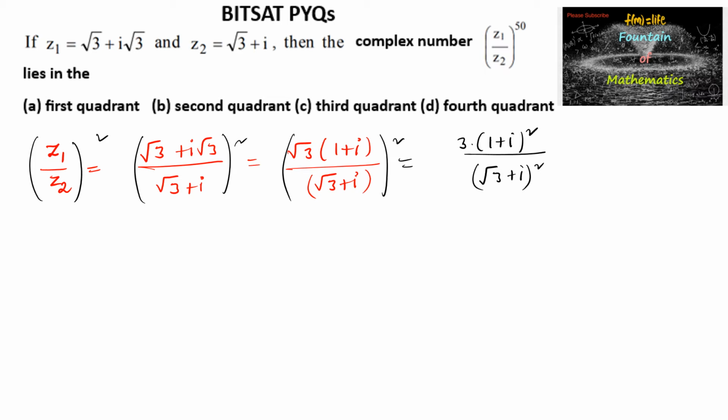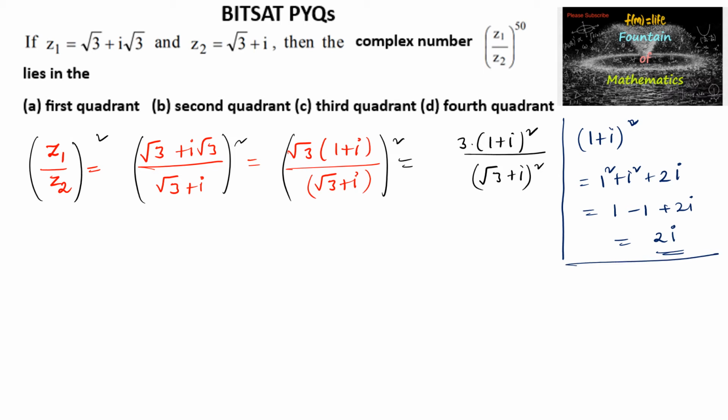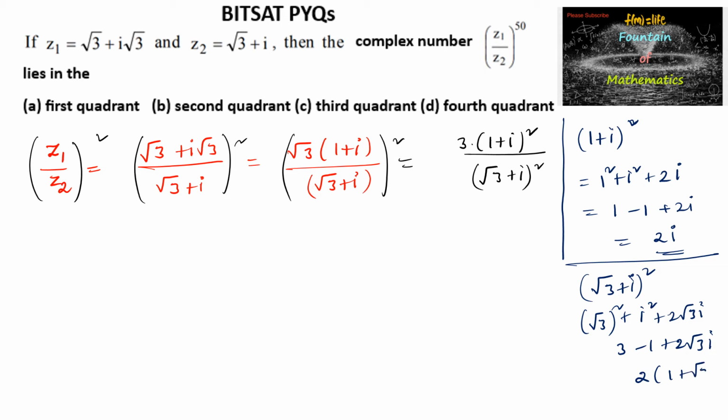Let's do it separately here. (1 plus i) whole square is equal to 1 square plus i square plus 2 into 1 into i, which is 1 minus 1 plus 2i. So that is 2i. Similarly, (root 3 plus i) whole square is equal to root 3 whole square plus i square plus 2 root 3 i. That is 3 minus 1 plus 2 root 3 i. That is 2 times (1 plus root 3 i).